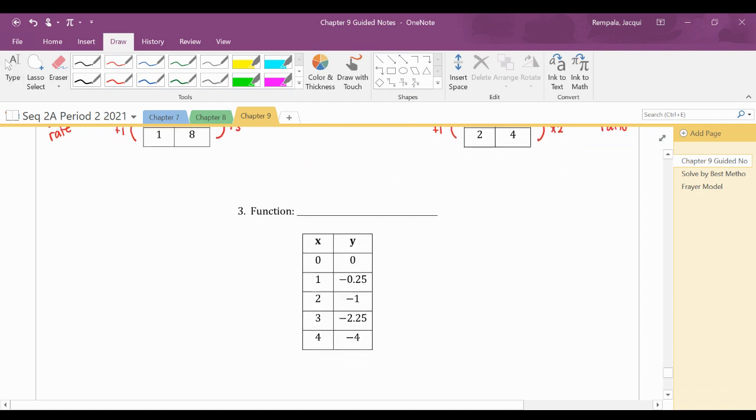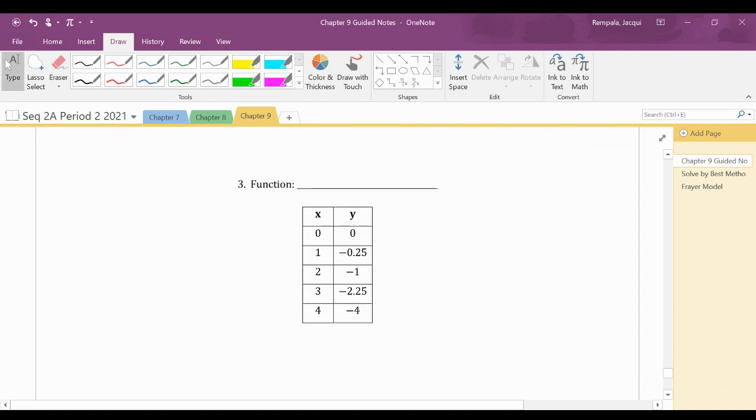Okay, let's take a look at this third chart here. Notice to go from 0 to 1, we would add 1. To go from 1 to 2, we'd add 1. To go from 2 to 3, we'd add 1. To go from 3 to 4, we'd add 1. So once again, that's a constant rate, and that's what I need to have in order to begin this process.